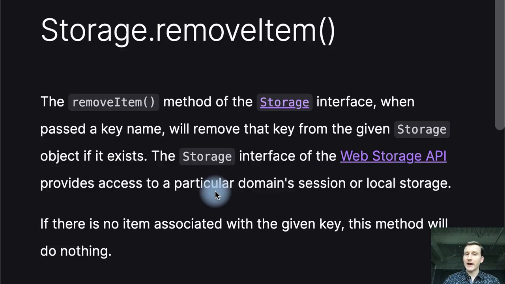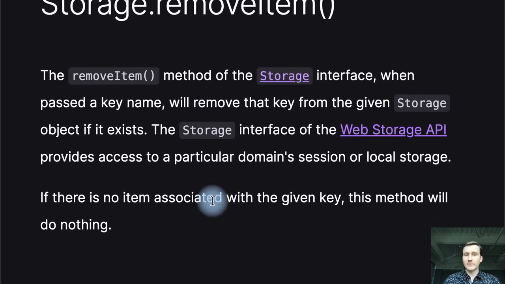We can remove an item by its key. The removeItem method of the storage interface, when passed a key name, will remove that item from the given storage object if it exists. The Storage interface of the Web Storage API provides access to a particular domain's session or local storage.